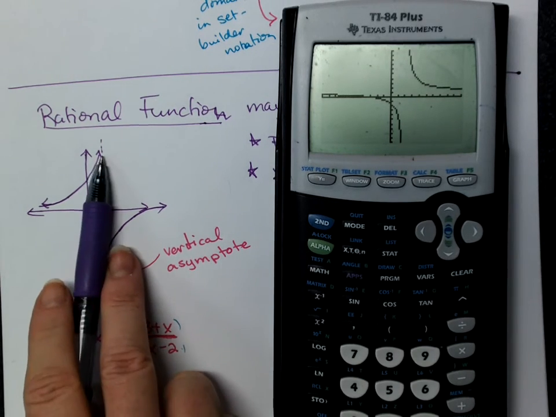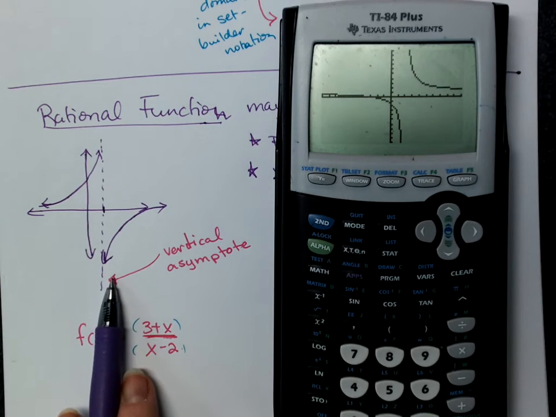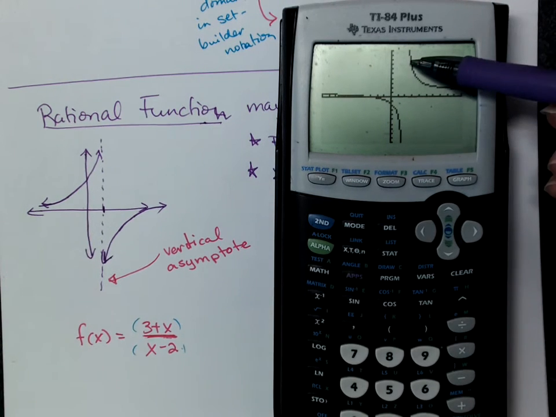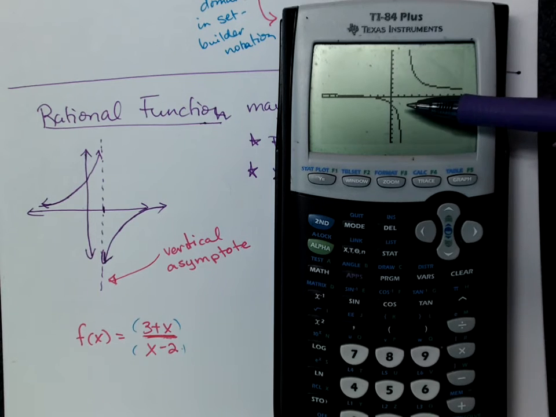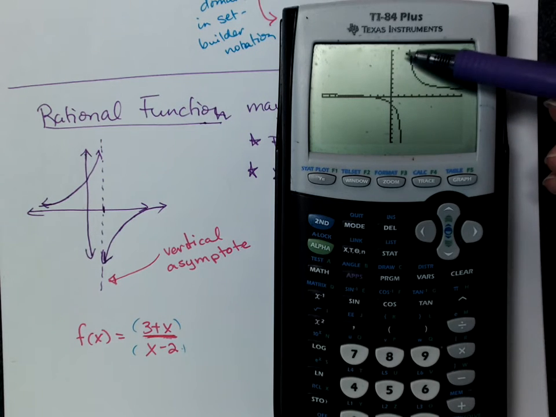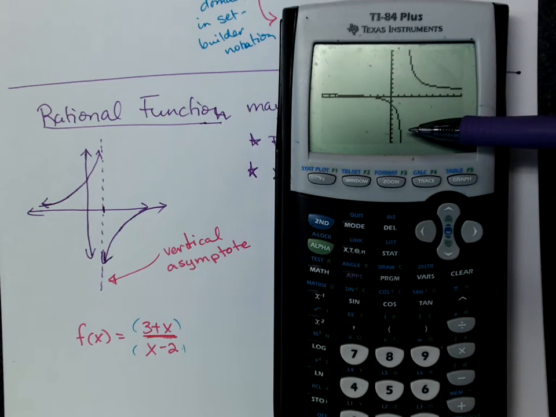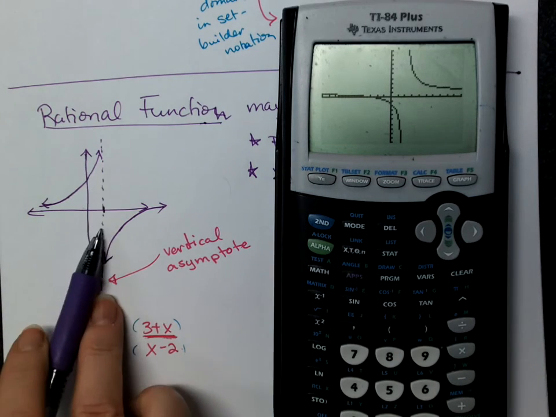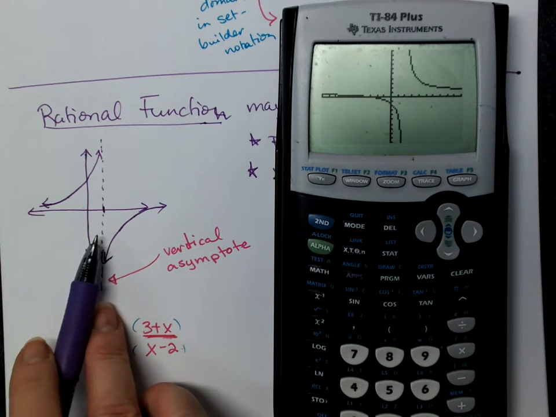But it does demonstrate where your vertical asymptote is. If you have a later version of the calculator where they've taken that artifact out, they've unconfused the calculator, then you won't see it there. But if you see it, think of it as a dashed line. It's not part of the graph.